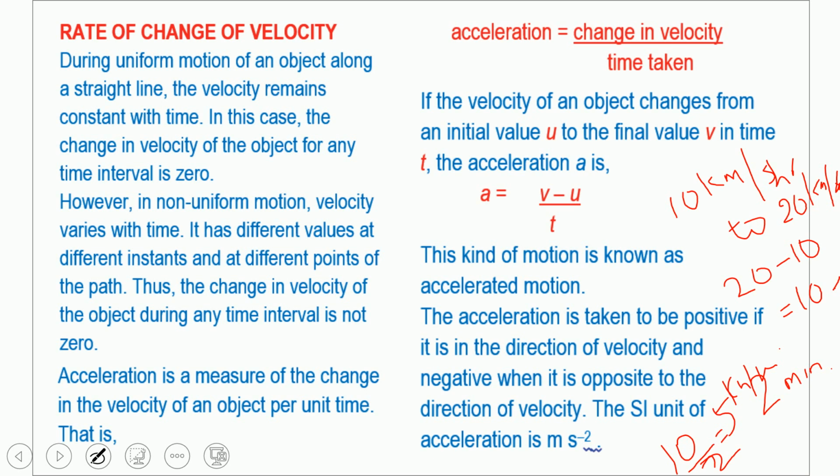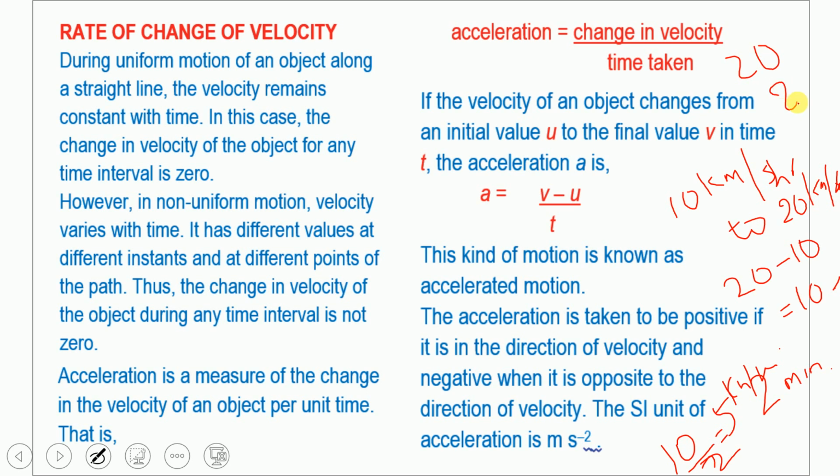Understand, children? So here it is the change in velocity, that means the final velocity minus initial velocity. That is the change in velocity. So here we can say the formula. Now one more condition is there. Acceleration means there must be a change in velocity. That is, if the velocity is not changing, for example, for the first 2 minutes it is at 20 kilometer per hour.